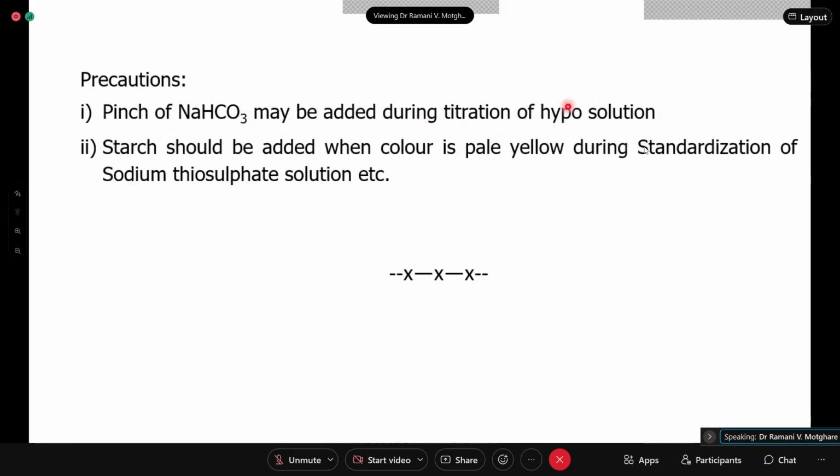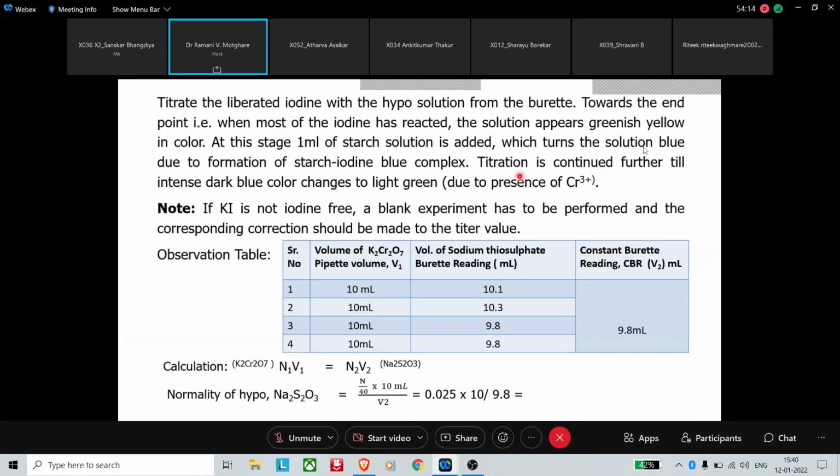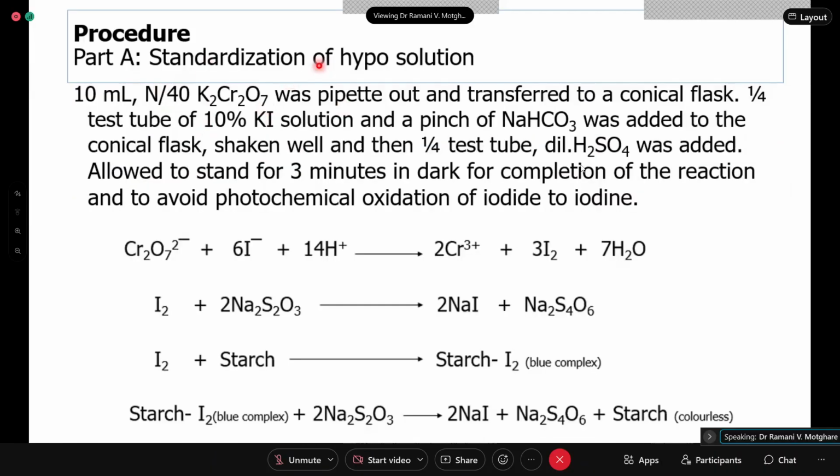This is sodium thiosulfate. Now this sodium thiosulfate solution is not a primary standard, so you standardize it using another oxidizing agent. The oxidizing agent that is used here is potassium dichromate. So this potassium dichromate will oxidize iodide to iodine.